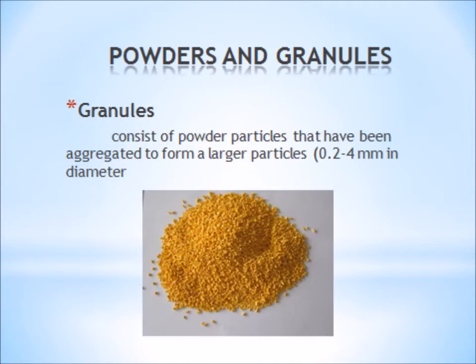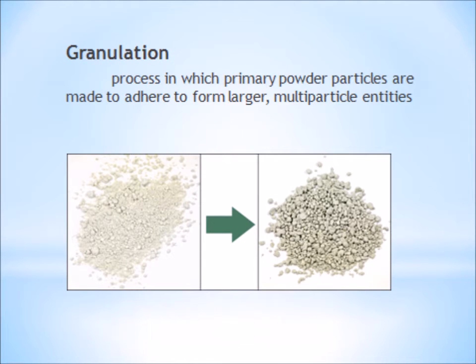Granules consist of powder particles that have been aggregated to form a larger particle, usually 0.2 to 4 millimeters in diameter. Granulation is the process in which primary powder particles are made to adhere to form larger multi-particle entities.